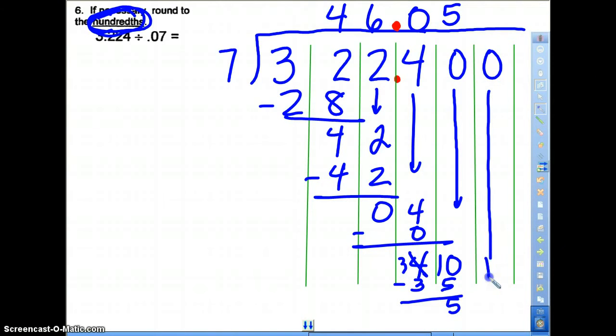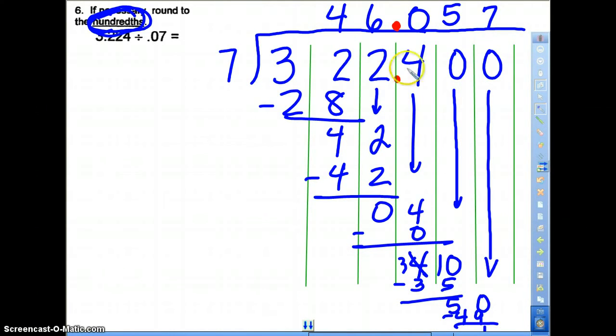One more time, I got to see what number is in that thousandths place. 7 goes into 50 how many times? Yep, 7 times 7 is 49. When you subtract, you get 1.